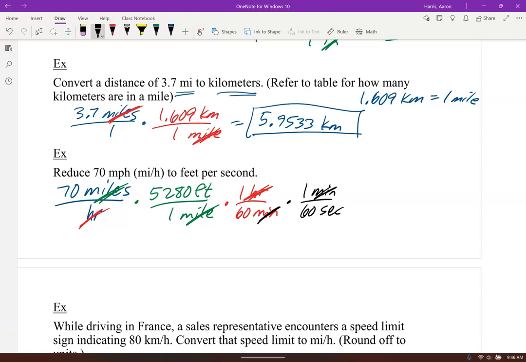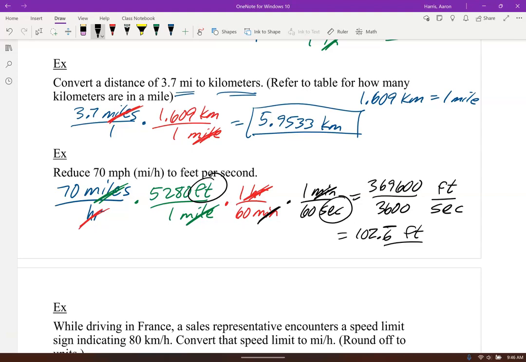Minutes are gone. So now we have 70 times 5280 times 1 is 369,600 over 3,600. 1 times 1 times 60 times 60. And we're in feet per second, right? We're in feet per second. And so this ends up being 102.6 repeated feet per second.